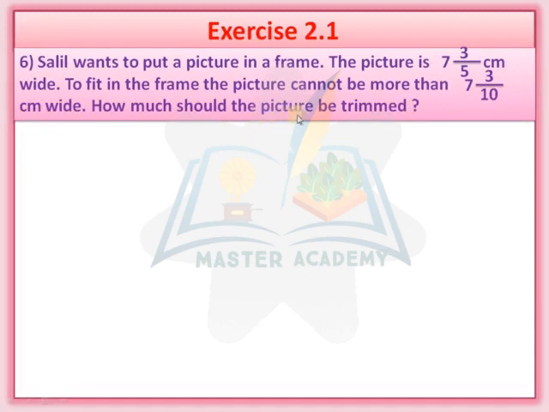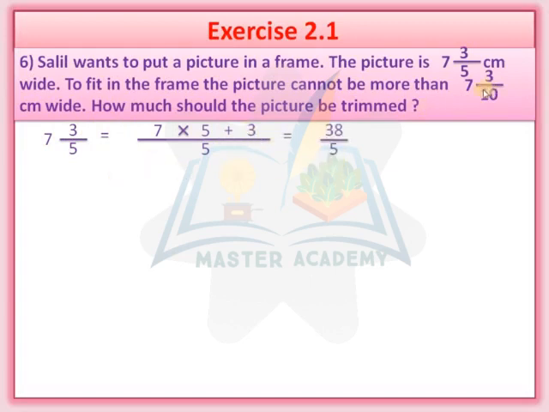Okay, so how much will the picture be trimmed? So what we have to do? We will subtract 7 3/5 minus 7 3/10. Okay, so first we are going to convert into simple fractions. You know very well. Okay, so 7 times 5 is 35, plus 3, 38/5. Now you got the answer.